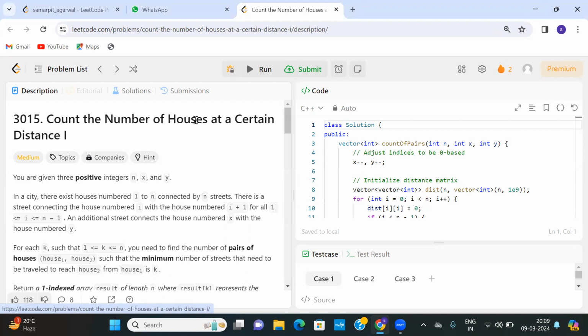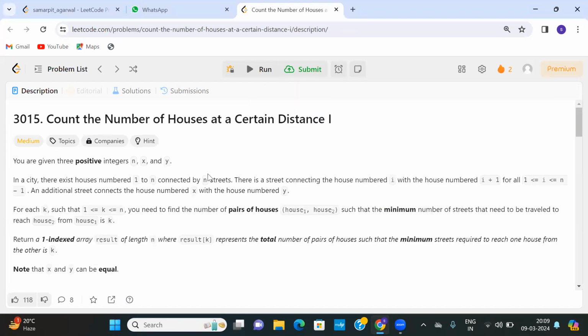In this particular phase of the series, we are looking at the questions which are based on graphs. So let us see our today's question. This question says count the number of houses at a certain distance 1. Now let me read the question.